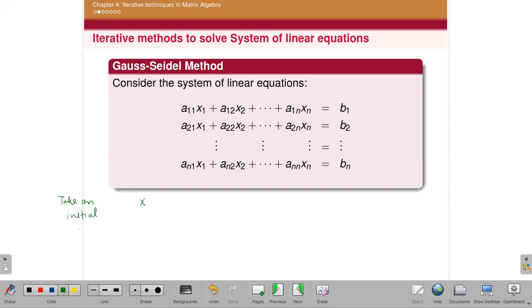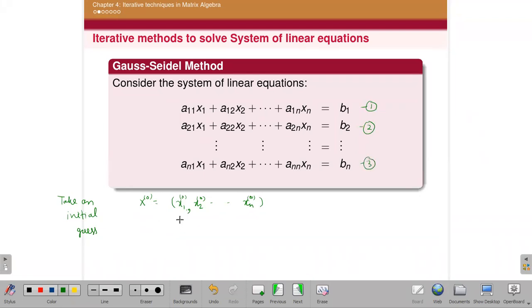This procedure will be the same. There is a little bit of difference. We take the initial guess x1 naught, x2 naught, ..., xn naught. Again, I'm taking the initial guess. Then again, it is the first equation, then the second equation, then the third equation.